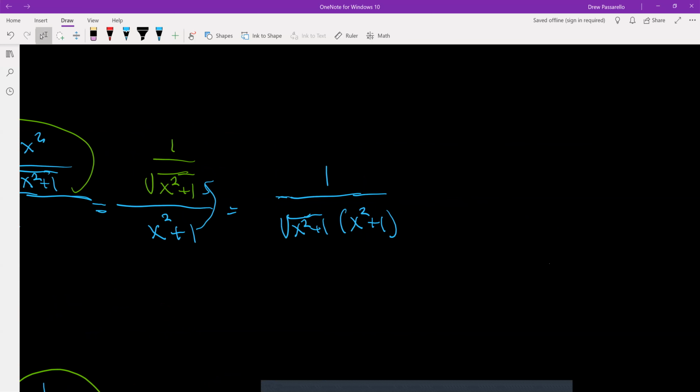Now, if I wanted to combine these, the square root of x squared plus 1 is the same thing as raising it to the 1/2 power. To me, it's easier to write it like that, so that when I combine it with the other x squared plus 1, I know I'm going to add the exponents. This will be like x squared plus 1 raised to the first power. So you add 1.5 to get 3/2.